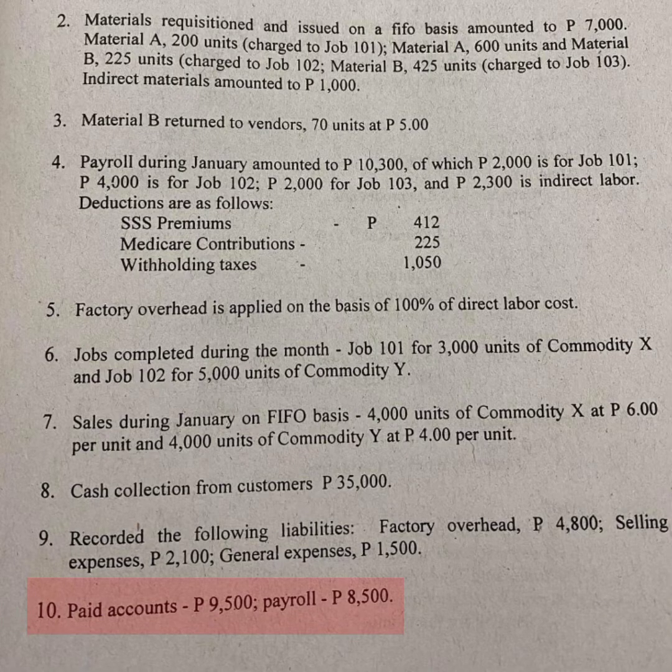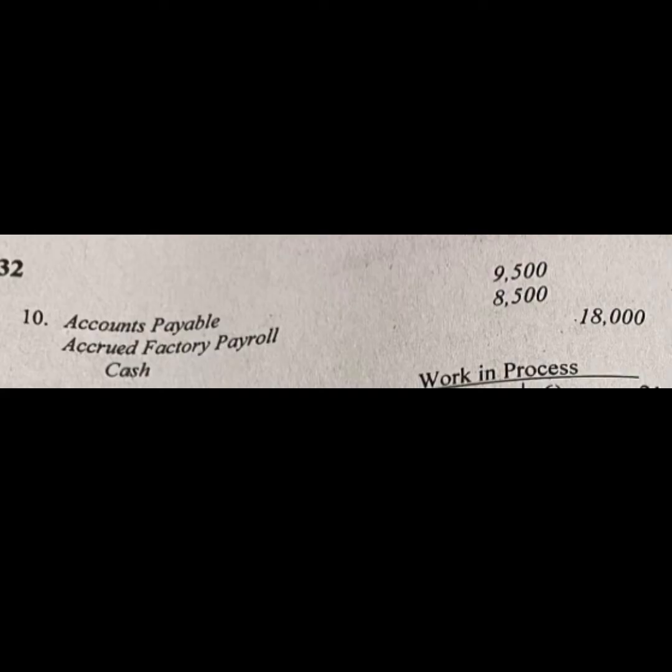For the last transaction, transaction number 10. Paid accounts, 9,500 pesos. Payroll, 8,500 pesos. So here is the journal entry for the number 10 transaction. On the debit side, we have accounts payable amounted to 9,500 pesos and accrued factory payroll amounted to 8,500 pesos. While on the credit side, we have cash amounted to 18,000 pesos.